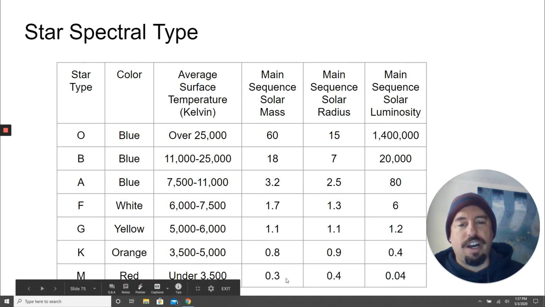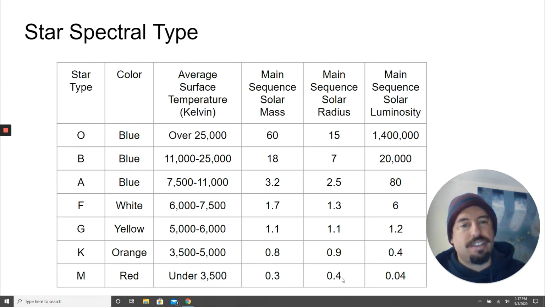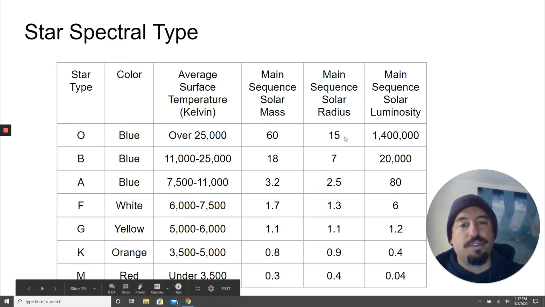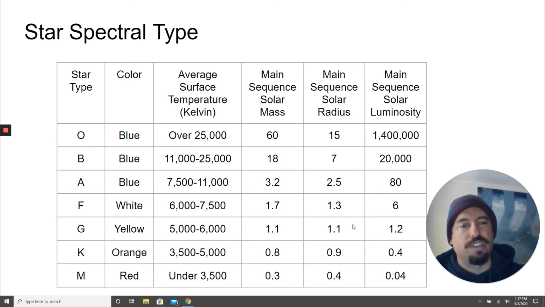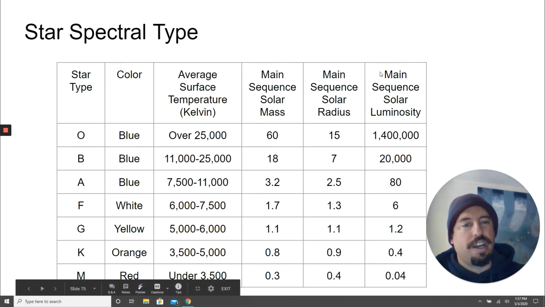You'll notice that as we get hotter, this is the mass. The mass is getting more massive. So the more massive a star is, the hotter it gets. The radius, which is the size, once again, is increasing. So the more massive it is, the larger the star is. And also luminosity is the brightness. So it gets brighter.